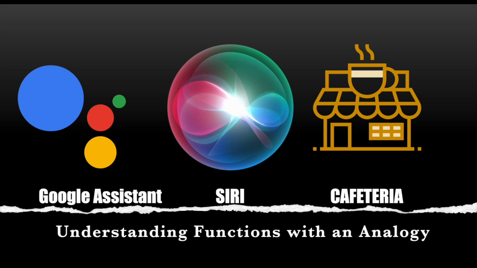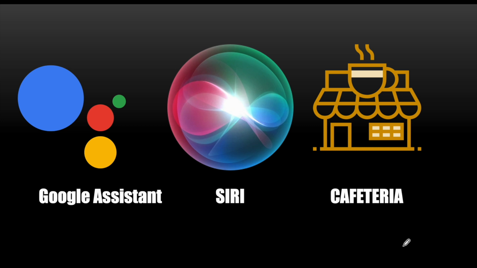I'm sure you must have used a Google Assistant by saying Hey Google, or used Siri on your Apple phones by saying Hey Siri and asking them for various things. As an example, Hey Siri, what is the temperature today? So Siri is able to perform some functions for you and is able to get you the temperature for your city today. Similarly, you may have gone to a cafeteria and ordered something. Let's say, can I have a coffee, please?